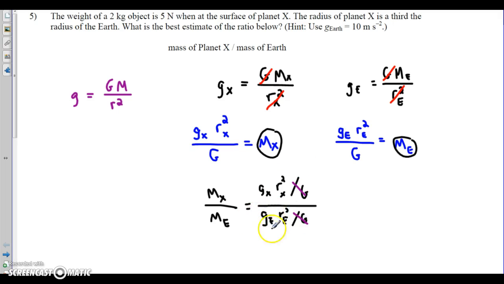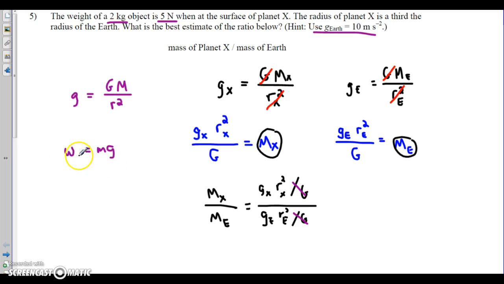We know already the gravitational field strength of Earth. It's 10. What about the gravitational field strength on planet X? They gave us the mass of the object and the weight when it's on planet X at the surface. There's an old equation that we've learned that says the force of gravity is the mass times the gravitational strength at the surface. But the force of gravity is really just another term for the weight, the object's weight.